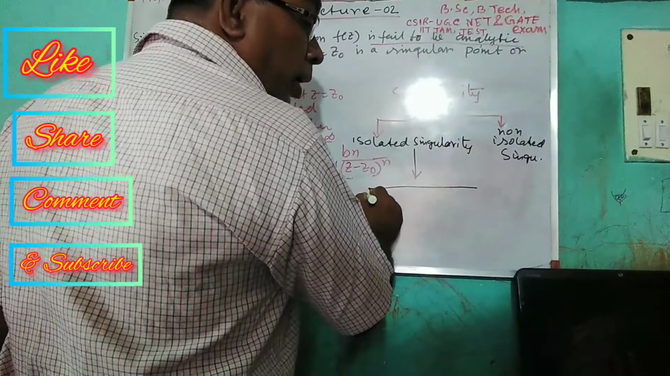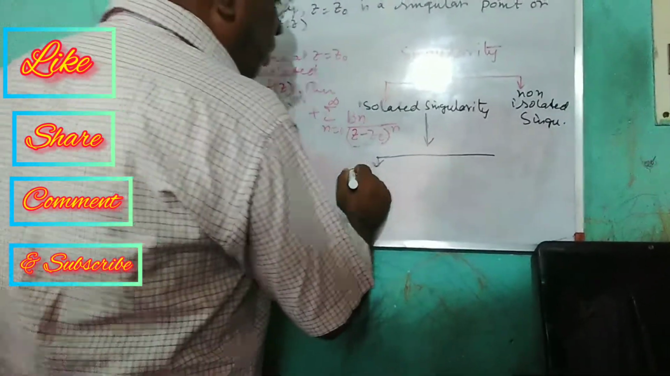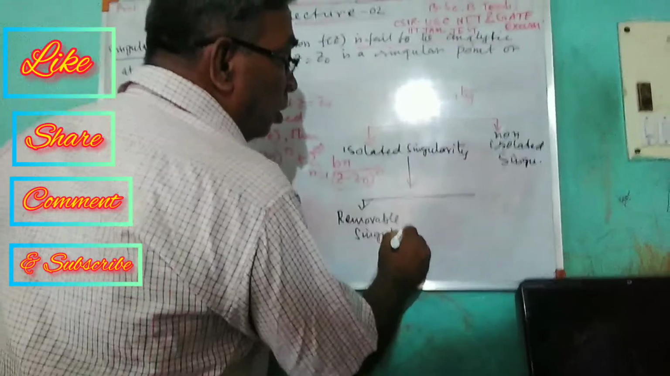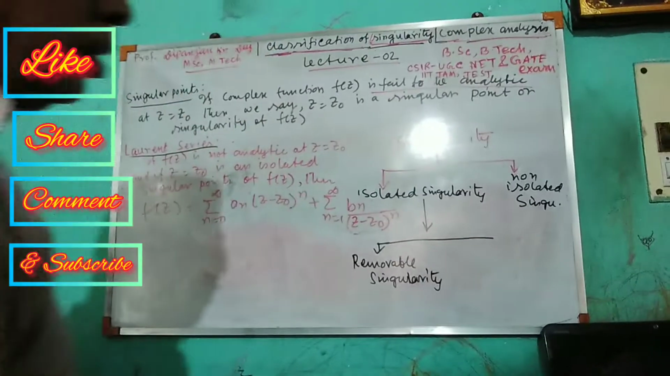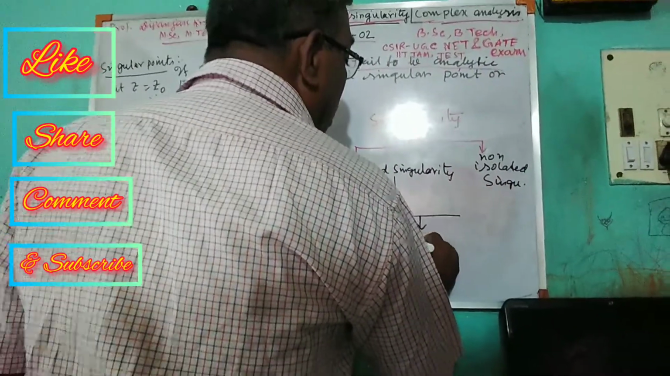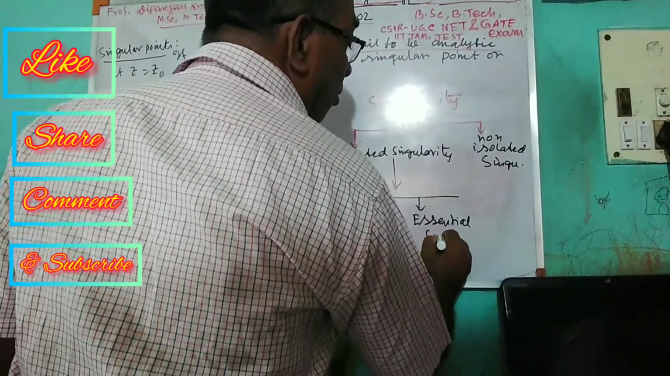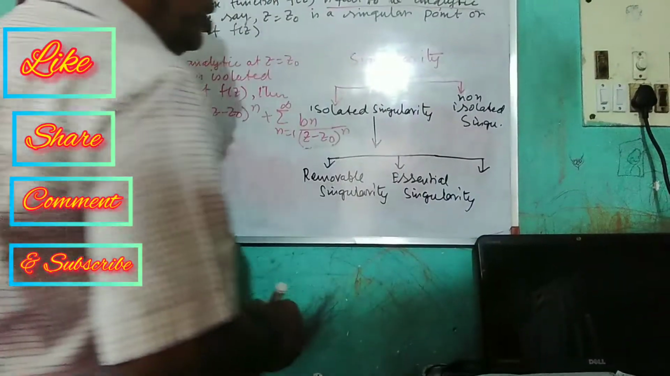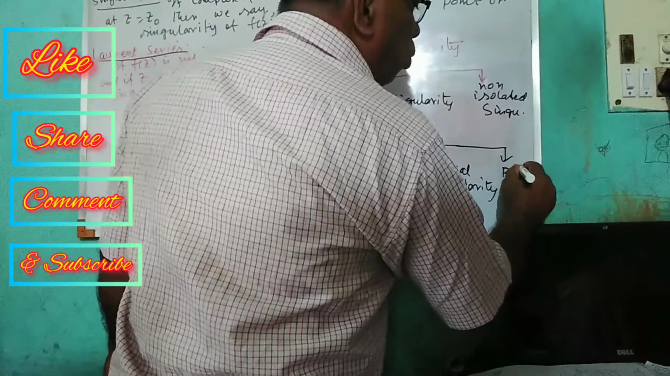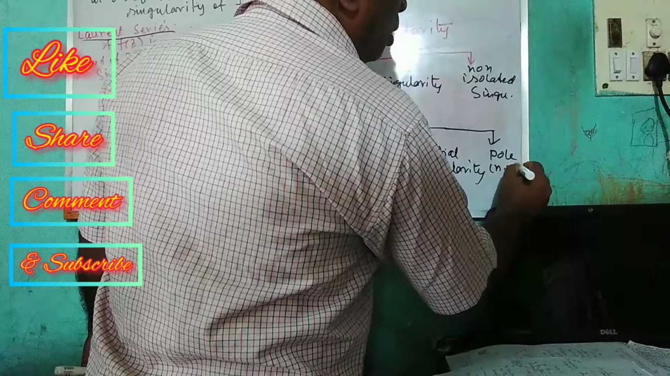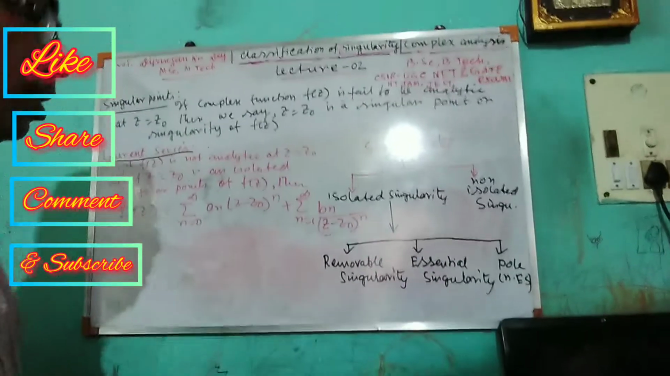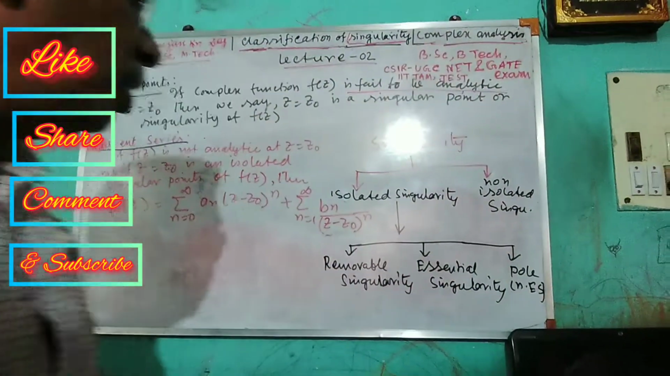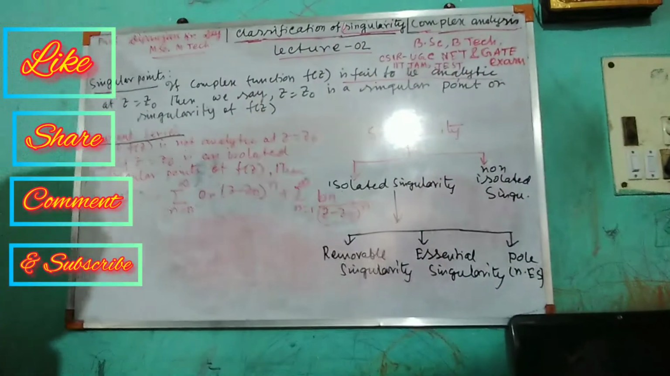One is removable singularity, then essential singularity, and another is non-essential singularity, or you can simply say pole. These are the three types. Isolated singularity is of three types: removable singularity, essential singularity, and pole, or non-essential singularity.